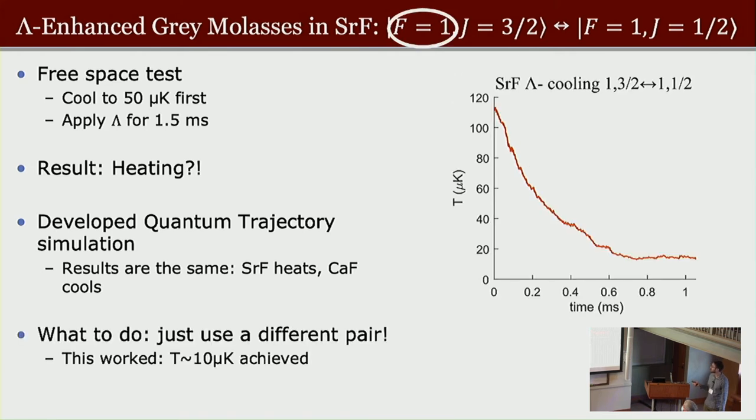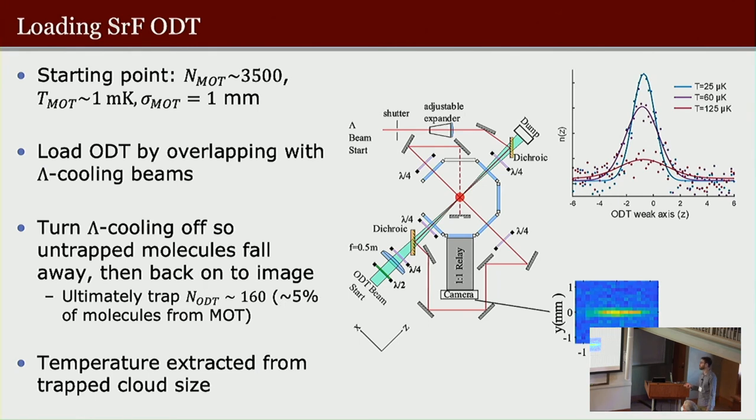Luckily, we were able to find a configuration that did work, coupling the two F equals 1 states with different J angular momentum. So just use a different pair. This is from simulations, but the experiment works just as well, and we reached 10 microkelvin. So now we've figured out a way to actually do lambda cooling to the 10 microkelvin level. We decided, okay, now let's try loading into a dipole trap. Our starting point for this is a MOT with about 3,500 molecules at millikelvin temperature and millimeter size. We loaded an optical dipole trap by overlapping our ODT beam with our lambda cooling beams, which come from basically the same beam as our MOT.